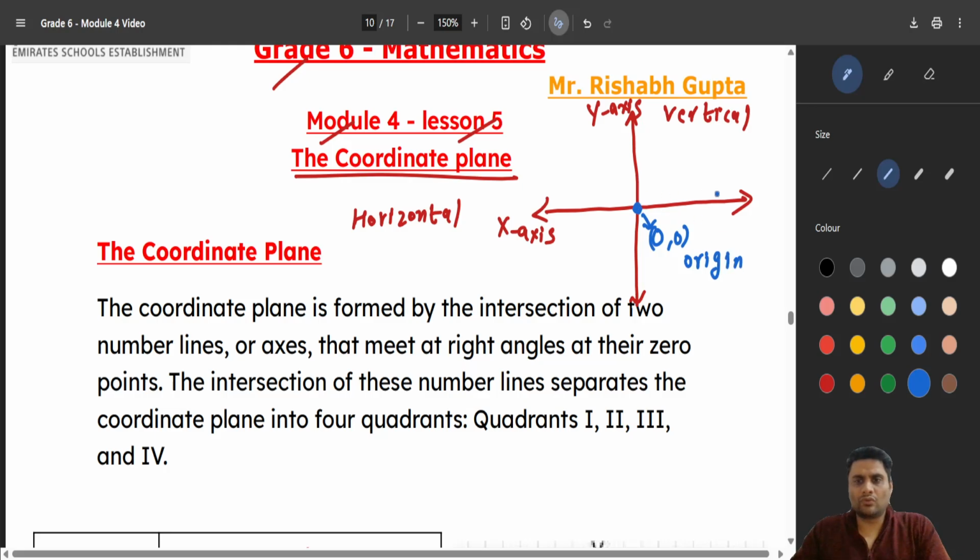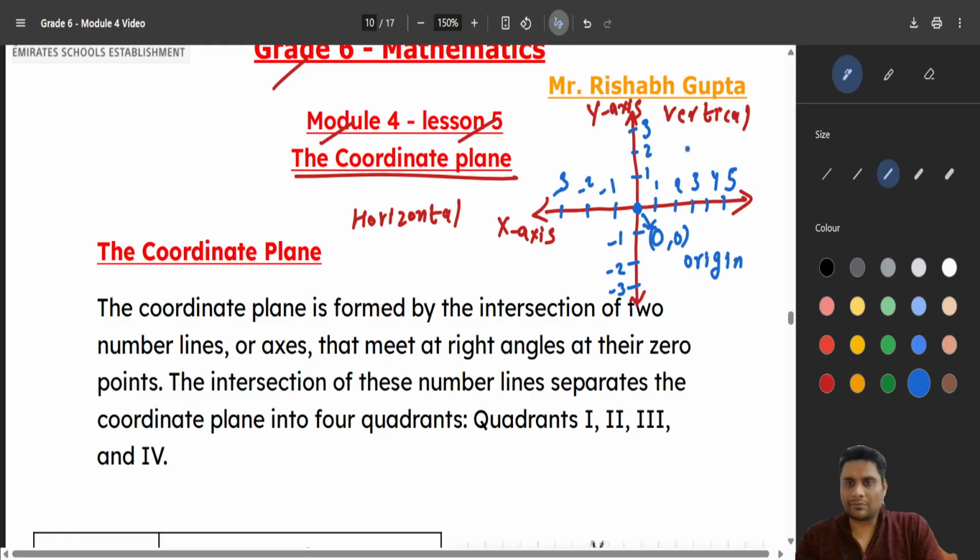As you know, if we move on the right side, we get positive numbers: 1, 2, 3, 4, 5. If I move on the left side, I get negative numbers: -1, -2, -3. On the vertical axis, if you go up, you get positive numbers 1, 2, 3, and if you go down, you get negative numbers -1, -2, -3. So this is a coordinate plane, which tells you about the location of a point.